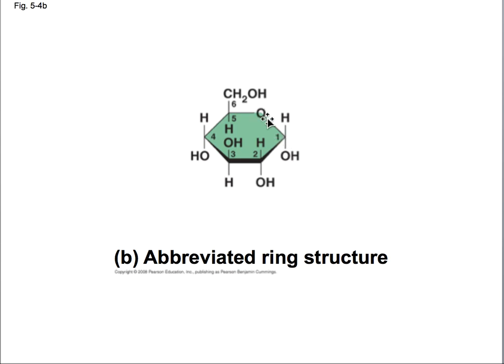But whenever you see this hexagon or a pentagon or whatever it happens to be, based on the number of carbons, you just have to say, where's the first carbon? This one happens to have an oxygen here. So we're going to go to the right. There's carbon 1, carbon 2, carbon 3, carbon 4, and carbon 5.